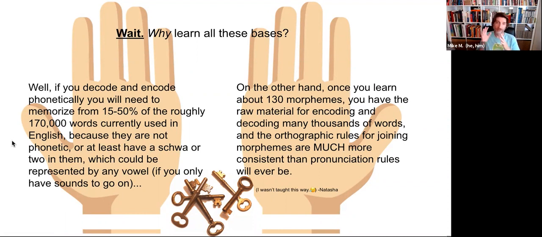Well, if you look at the words that have a schwa in them or two, those could be any vowel, right? Any vowel could represent those schwas. So for a lot of dyslexic students, there are lots of ways to make mistakes in about half the words. On the other hand, once you learn about 130 morphemes, you have the raw material for encoding and decoding many thousands of words, and the orthographic rules for joining morphemes are much more consistent than pronunciation rules will ever be. I can travel 100 miles and the pronunciation rules will change. The morpheme rules won't.